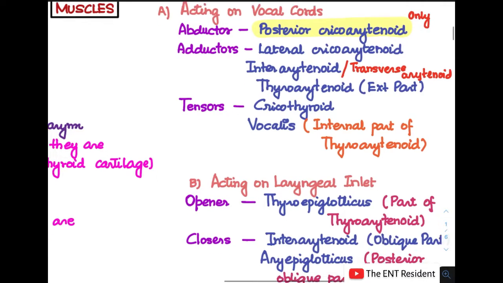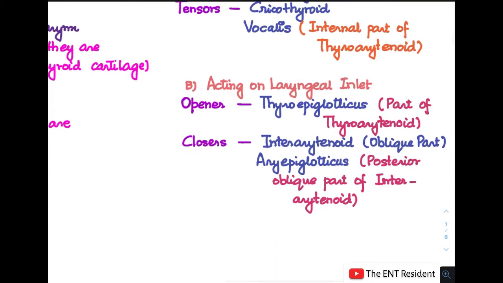Next, the second group of muscles here are the ones which are acting on the laryngeal inlet. Now these again can be divided on the basis of function, as in how they open and close the laryngeal inlet. Now the opener of the laryngeal inlet is the Thyroepiglotticus muscle, which is again a part of the thyroarytenoid muscle. And second are the closers of the laryngeal inlet, which are the interarytenoid, the oblique part of it, and the Aryepiglotticus, which is the posterior oblique part of the interarytenoid muscle.